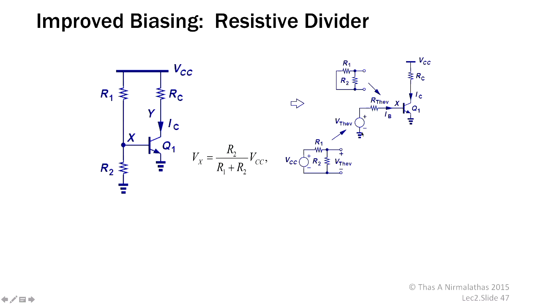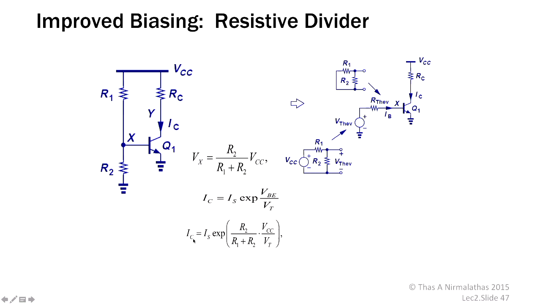We are not taking into account the Thevenin or Norton equivalents. Our assumption is that this current is very, very small, neglected. Vx equals R2 by R1 plus R2 into VCC. IC, we already know, is Is into exponential VB by VT. And then here VB, we already got it. That is equal to Vx.